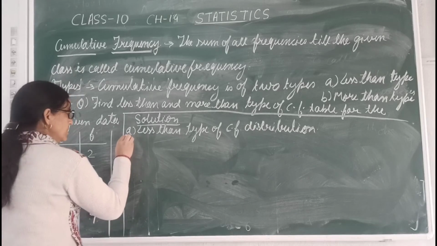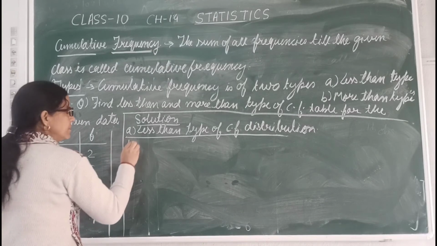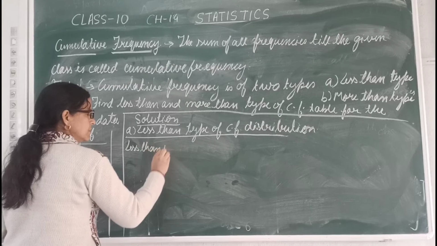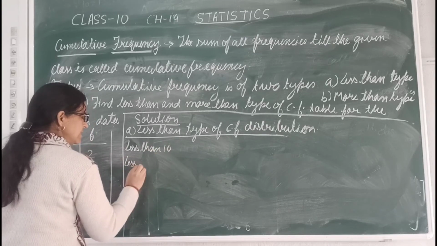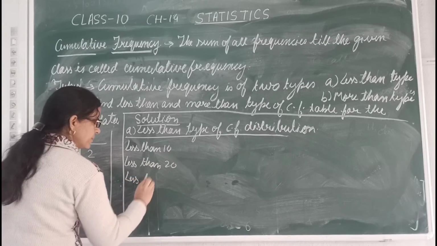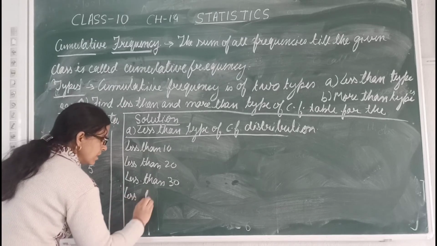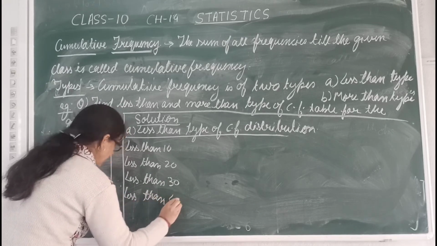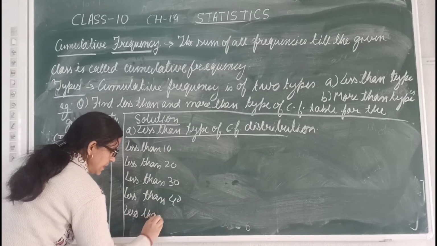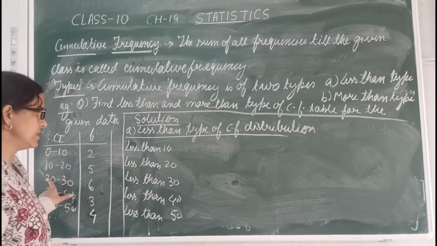So the first class interval is 0 to 10, so we will write less than 10, then less than 20, less than 30, less than 40, and less than 50. So we are writing the upper limits of the given class intervals.